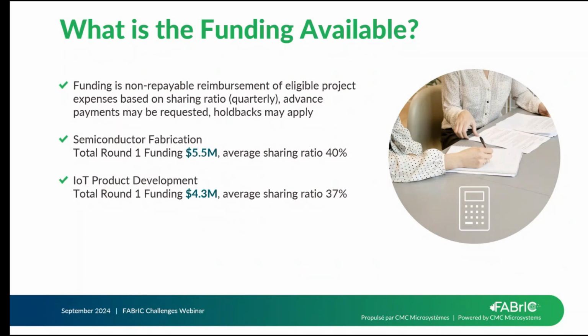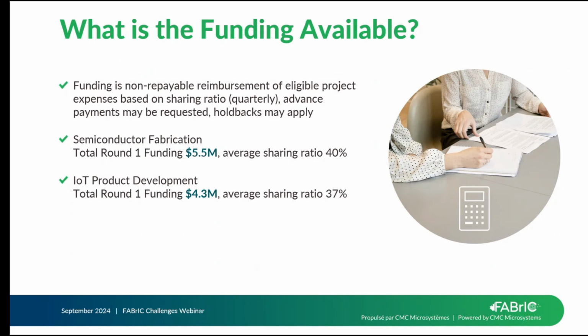So in all rounds, actually, the funding that's available is in the form of non-repayable reimbursements for eligible project expenses, and they're based on what we call a sharing ratio. And those project reimbursements are done on a quarterly basis. You will have to be submitting claims on a quarterly basis in order to receive that funding. Advance payments may be requested. I know that some smaller organizations may have cash flow issues, so ISED does allow advance payments. There may also be holdbacks that apply to that.